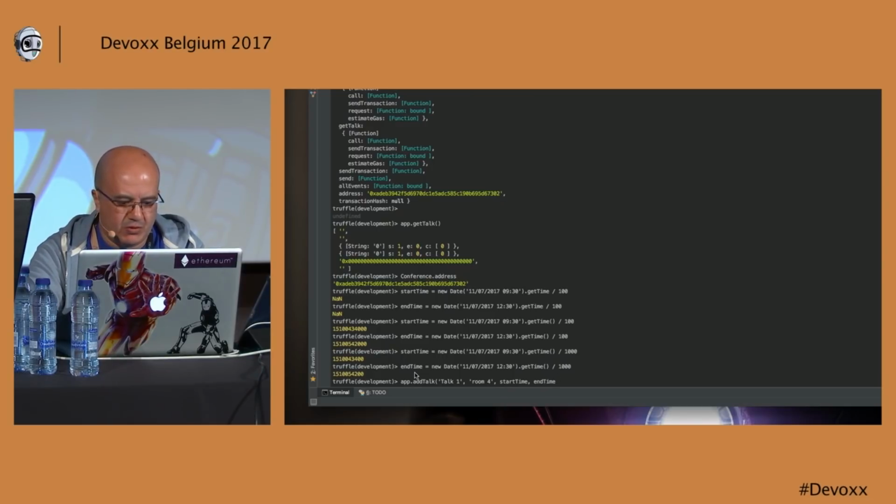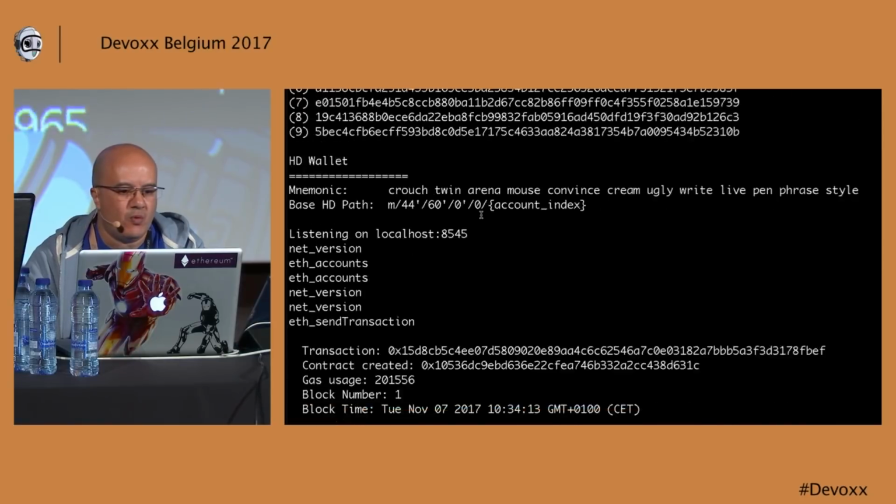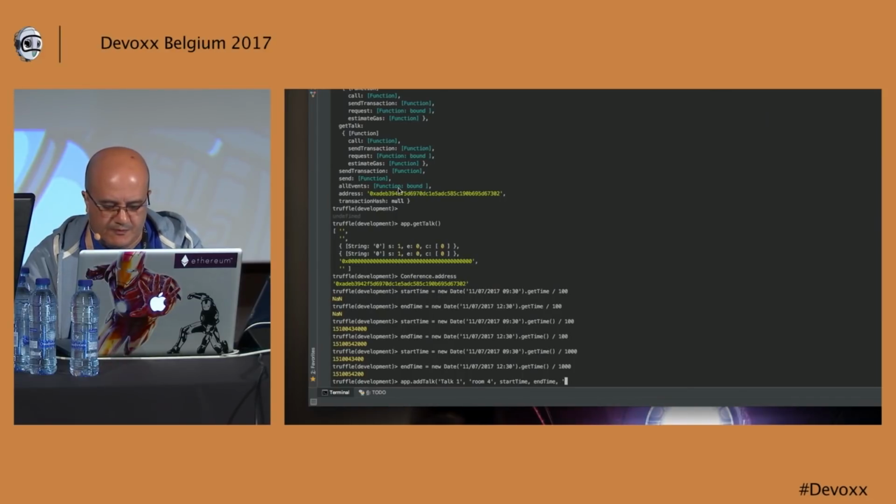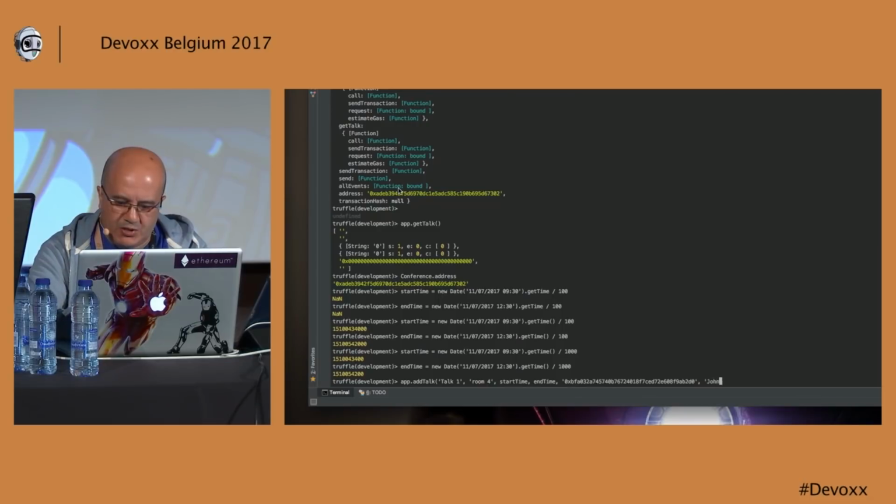So I'm ready to call addTalk. So I need a talk title, location, start time, end time, a speaker address. So I will use one that has been generated by TestRPC, for example, this one. Okay, and a name, John Doe. I know that everyone knows this guy. So I'm ready to call.